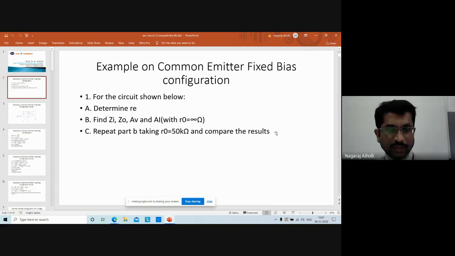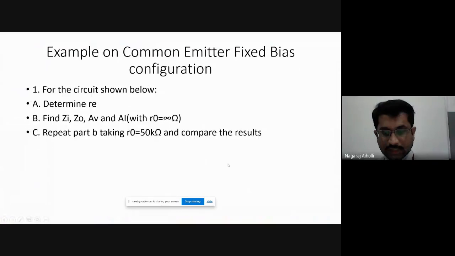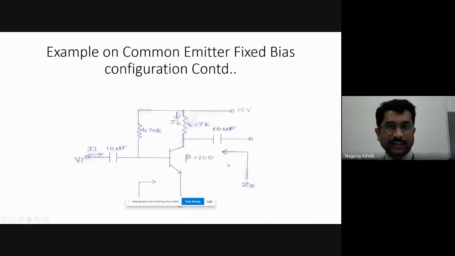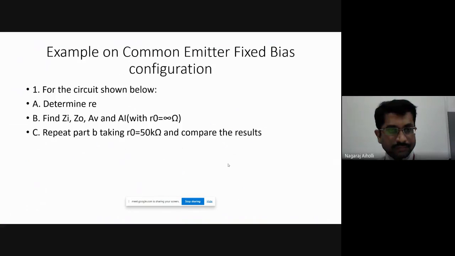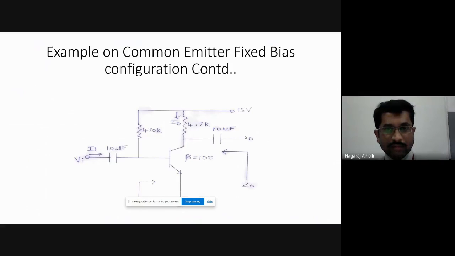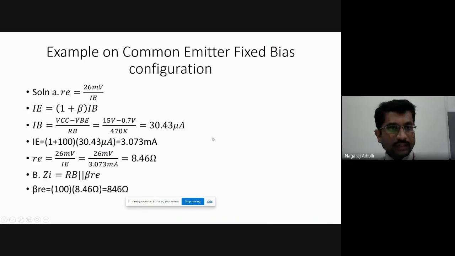Okay, so I told you all there are two methods of asking. One is they can ask in the form of a statement, or they can give the circuit diagram and ask it. There are two ways. Okay, so let us find the performance parameters here for the common emitter fixed bias configuration. So this is common emitter fixed bias configuration. Small re is 26 millivolt by IE. We know the standard formula, IE is equal to 1 plus beta into IB.